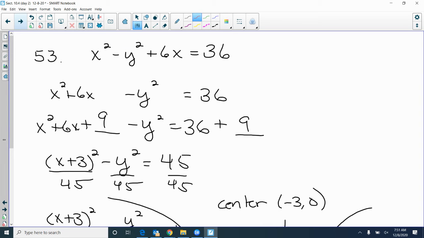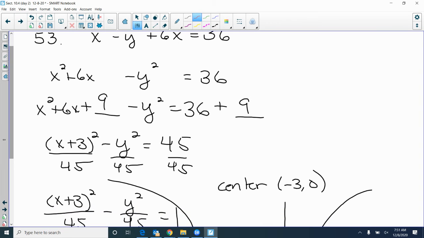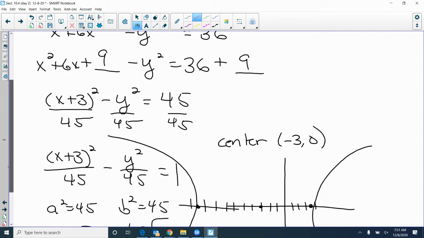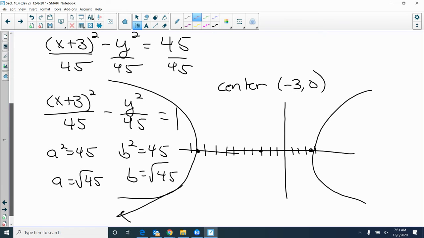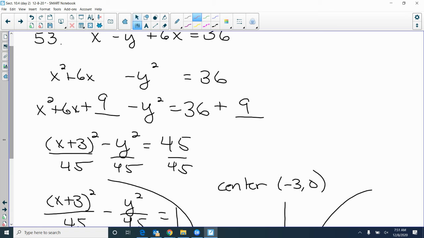53. Threw a few of you for a loop. You only complete the square on the x squared, so you get a 9. So you add a 9 over here. So you should have x plus 3 quantity squared minus y squared equals 45. Divide everything by 45. This is your standard form.